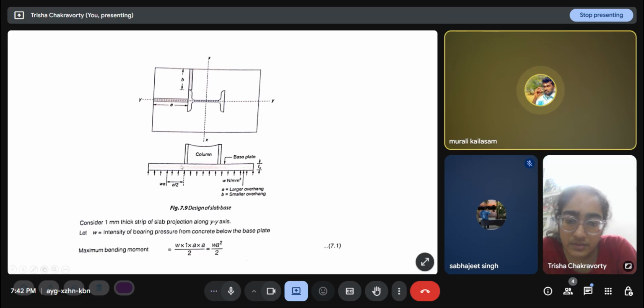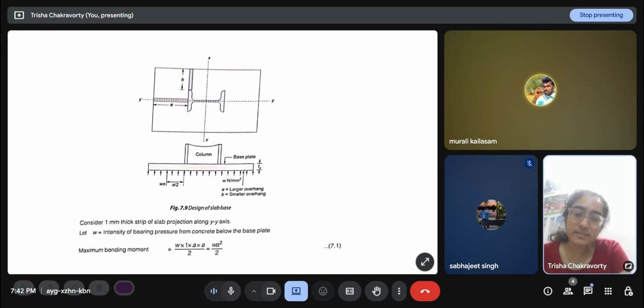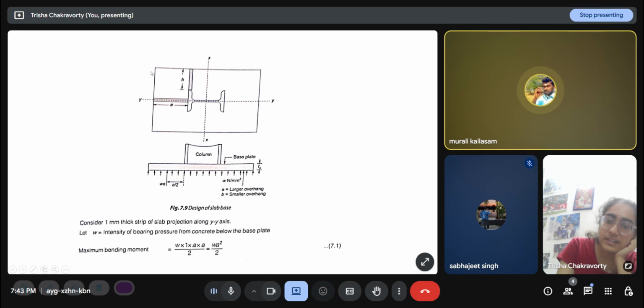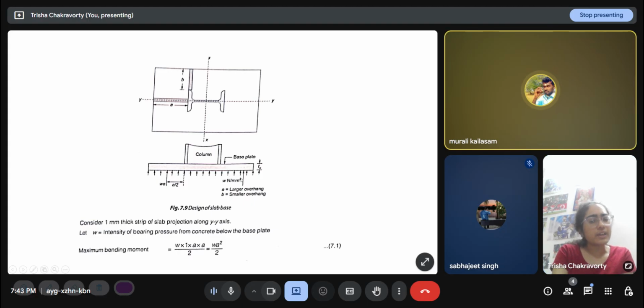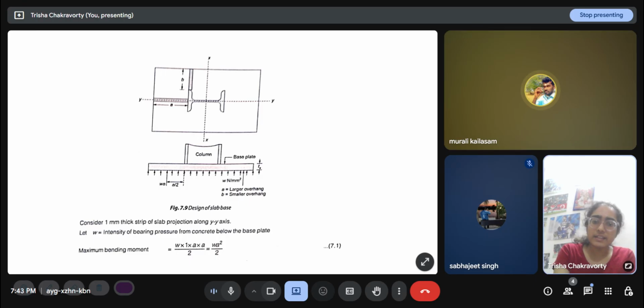What is that 1 mm thick strip? This W here is Newton per millimeter square, right? The W is the pressure intensity. Suppose this is L1, this is L2. Then L1 into L2 is the cross sectional area of this entire slab base, and the force is F. Then F by L1 L2 is the intensity in terms of pressure. So W is force per millimeter square. The unit is force divided by length square.